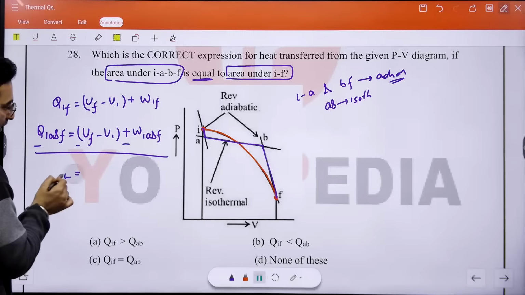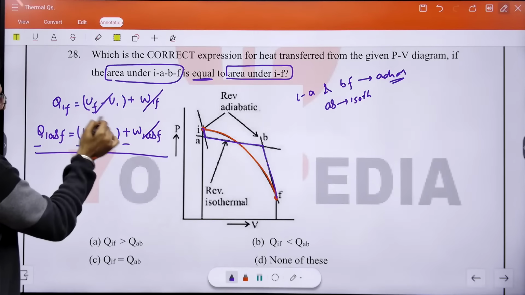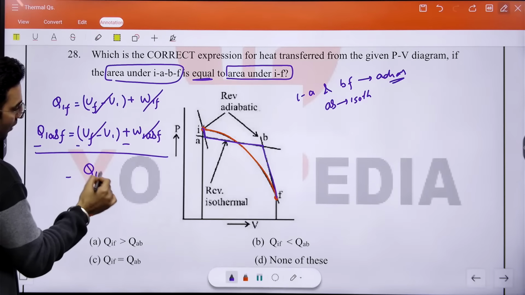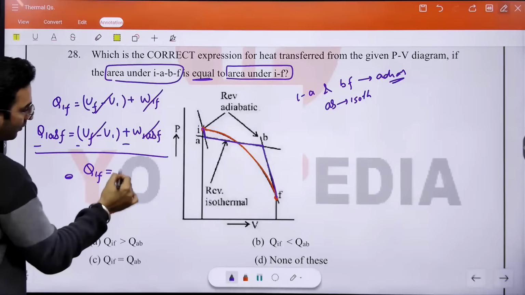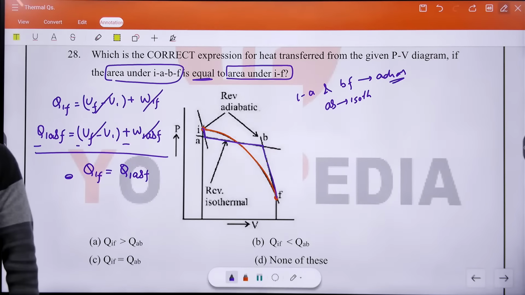now in this case work done are same, so I can say they will cancel out. So therefore QIF is going to be equivalent to QIABF here. That's what you are going to get here.